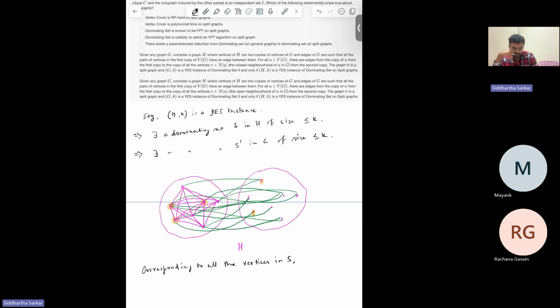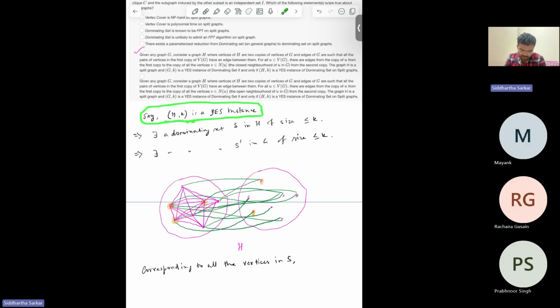Okay. So I was talking about this statement, but it is towards the end of the discussion. So I was showing that if there is a yes instance for the constructed graph H, that means if there is a dominating set of size at most k in the constructed graph, then there is a dominating set of size at most k in the original graph also.